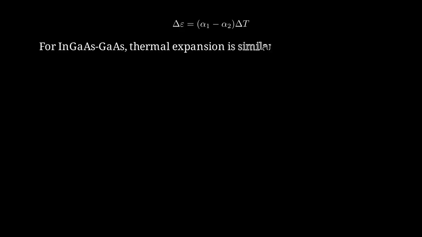Fortunately for InGaAs and GaAs, the thermal expansion coefficients are quite similar. This means the tubes are relatively stable over a wide temperature range, typically from liquid nitrogen temperature up to several hundred degrees Celsius.